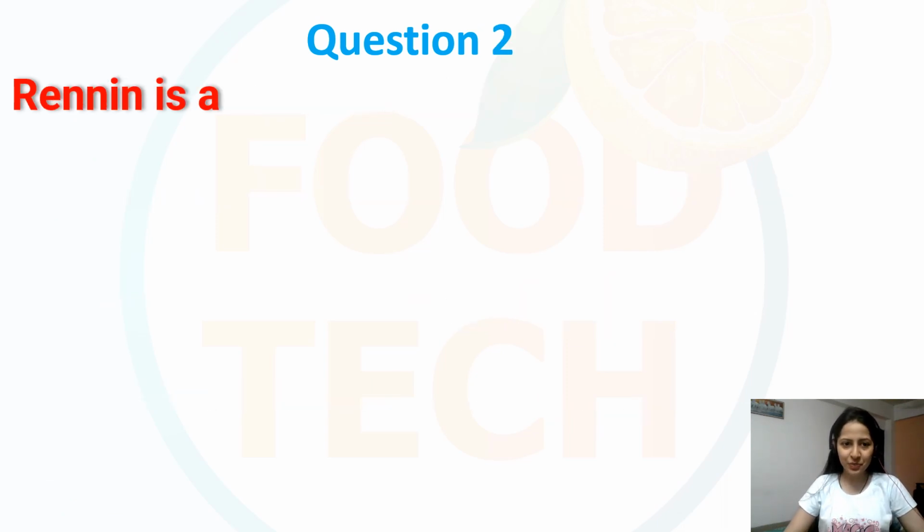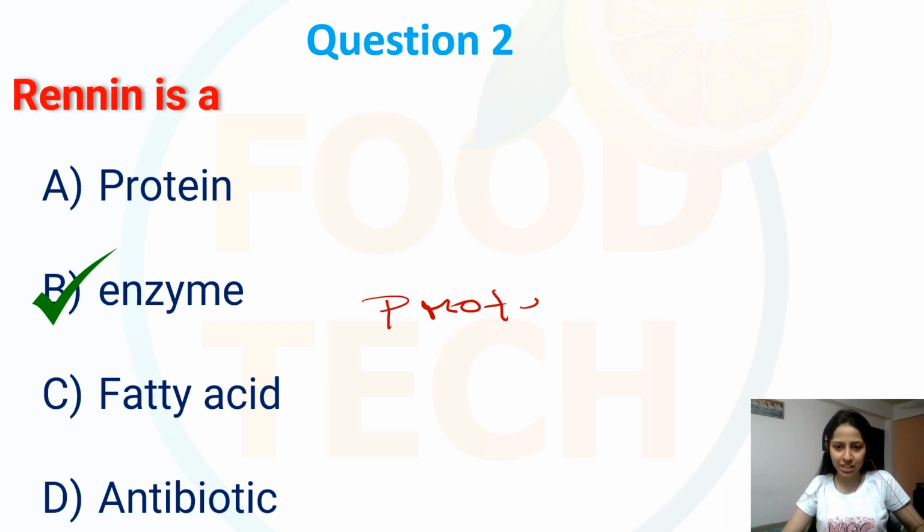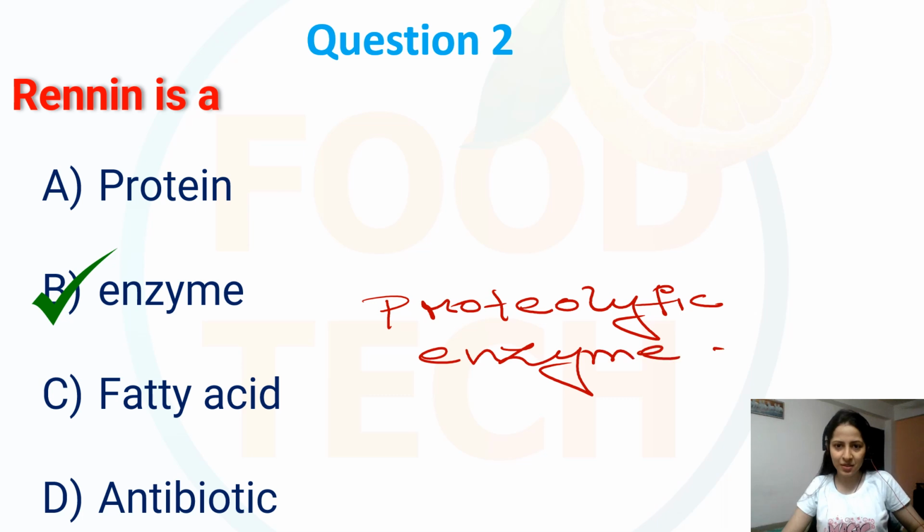Next, question number 2, rennin is a, so options are protein, enzyme, fatty acid or antibiotic. We know that rennin is an enzyme, specifically a proteolytic enzyme. So option B is my correct option. This proteolytic enzyme plays a key role in the coagulation of milk during cheese production.